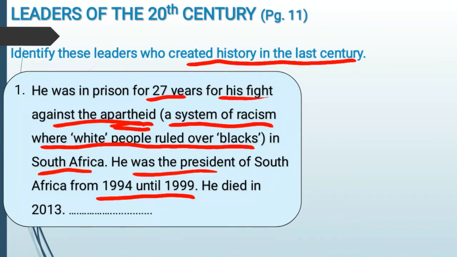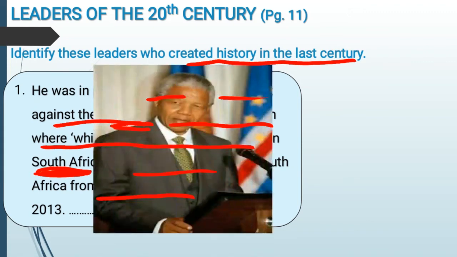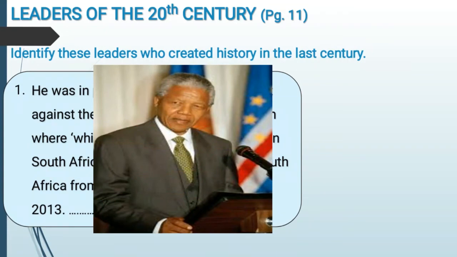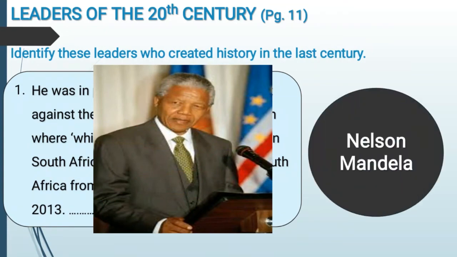As soon as you heard the name of the country, South Africa, something will come to your mind. When I hear this name, my mind thinks of only one person. Who is the person? He fought against this apartheid. He fought for black people. He supported black people. Who's that? Yes, what's his name? Nelson Mandela. Yes, this is the answer.